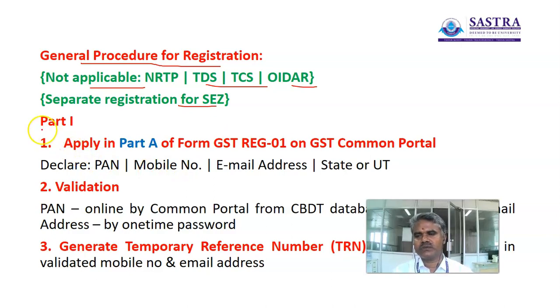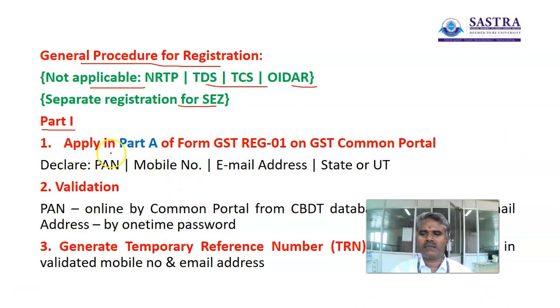Part 1: I already told you that at the time of following the procedure, we have to follow two parts. Part 1 is from the assessee's point of view. Here the assessee has to submit some information about their business: their PAN number, mobile number, address, and in which state they belong. Based on that, the proper officer will verify, and if satisfied, will give a temporary registration number, a unique identity number.